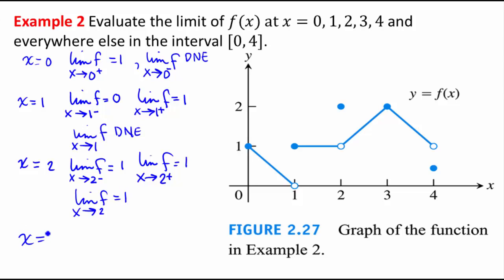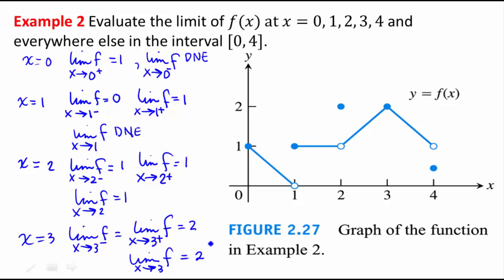Okay, what about at x equal to 3? Well, it's very similar. The limit of f as x approaches 3 coming from the left is equal to the limit of f as x approaches 3 coming from the right. Coming from the left, the y values approach 2. Coming from the right, the y values approach 2. So this means that their one-sided limits are equal to each other. So the limit of f as x approaches 3 is equal to 2.